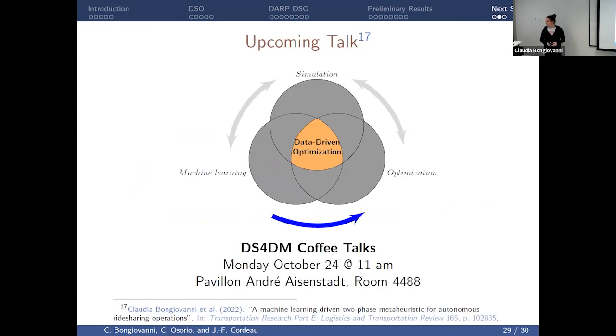I take this occasion to tell you that I also worked on other directions in data-driven optimization, namely the integration of machine learning approaches within optimization. And this will be also covered in our next talk on October 24. So you're most welcome to join.